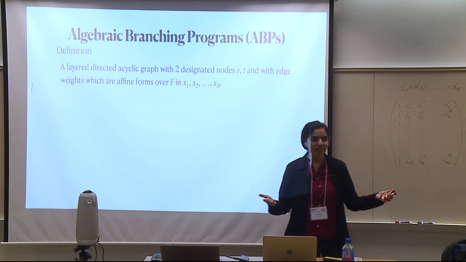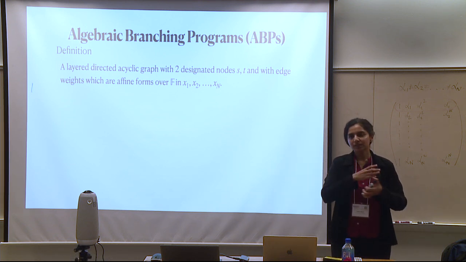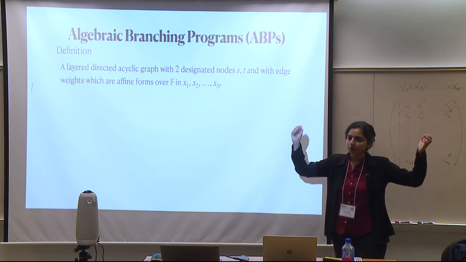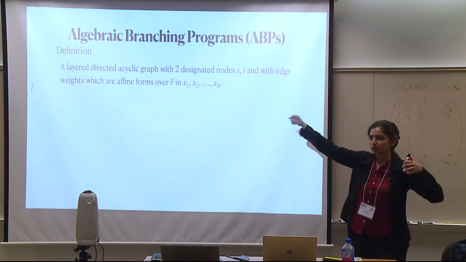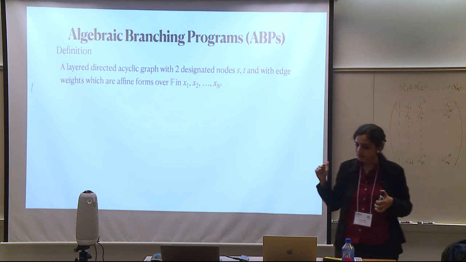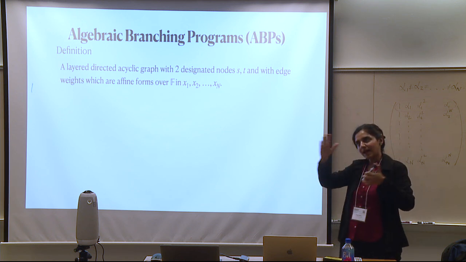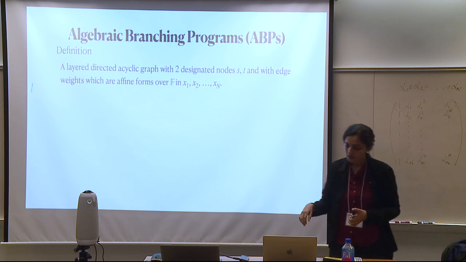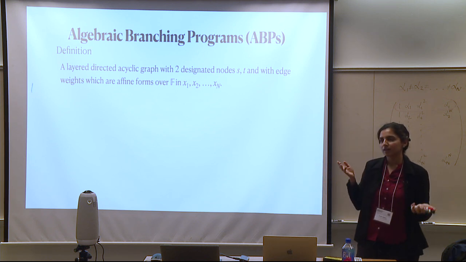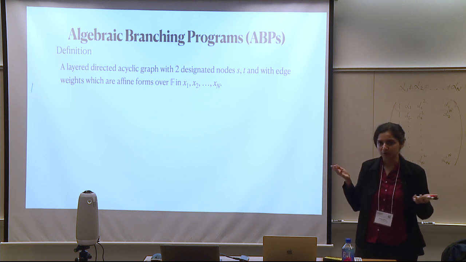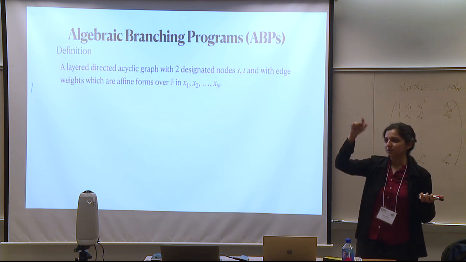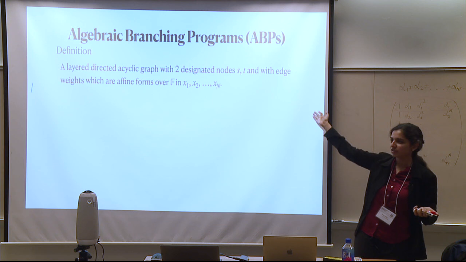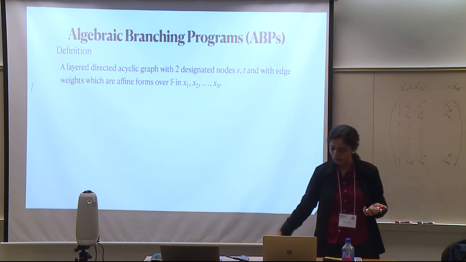So, what is an algebraic branching program? It's a directed acyclic graph with two designated nodes, a start node and an end node, S and T. Then you have all these DAG edges going from source to sink, layer by layer. And every edge carries a linear form or affine form on it. Somebody was asking about affine forms feeding in. So here we actually just allow affine forms on the edges.